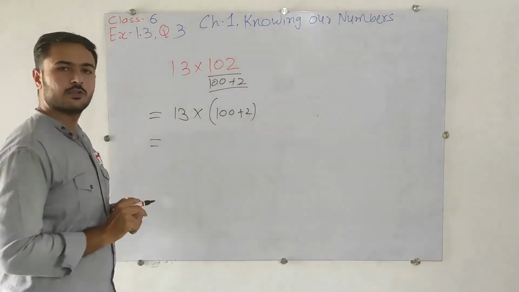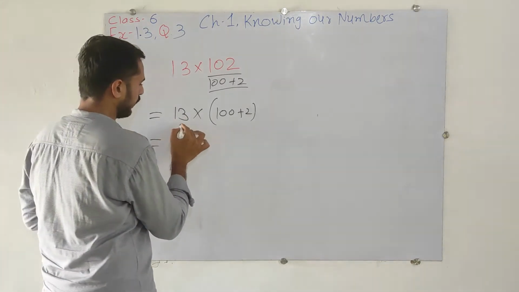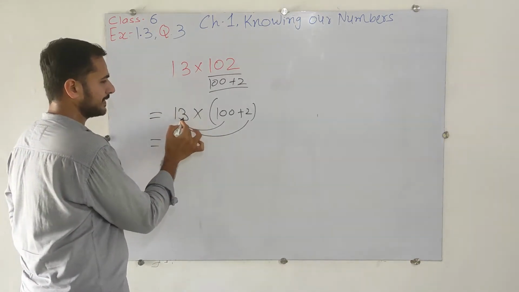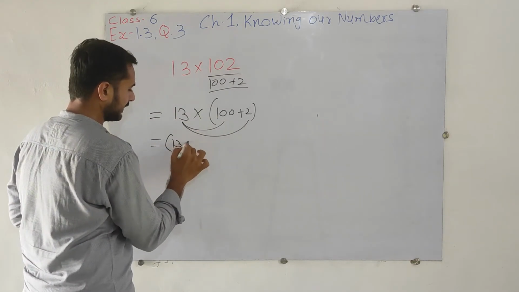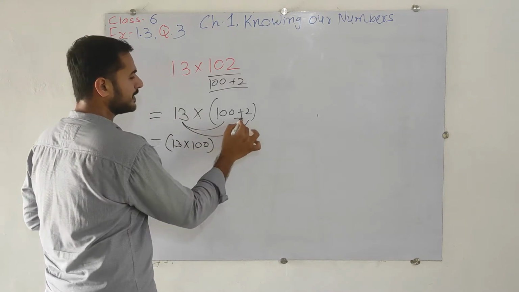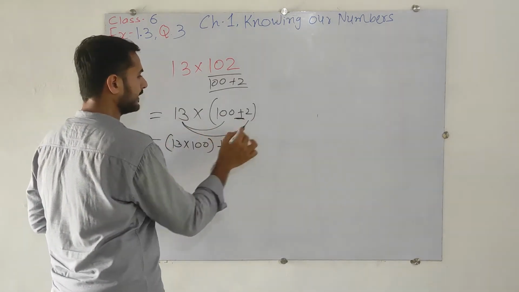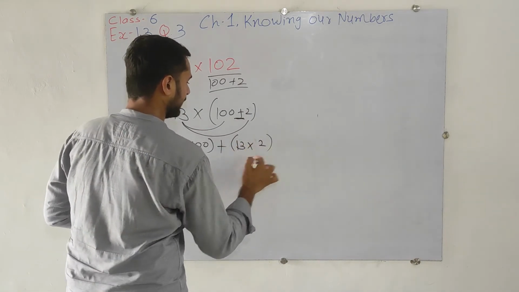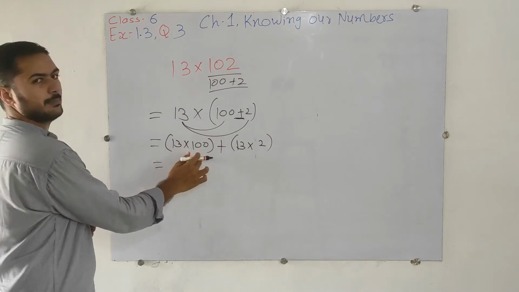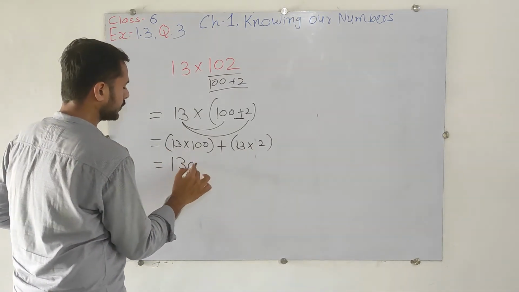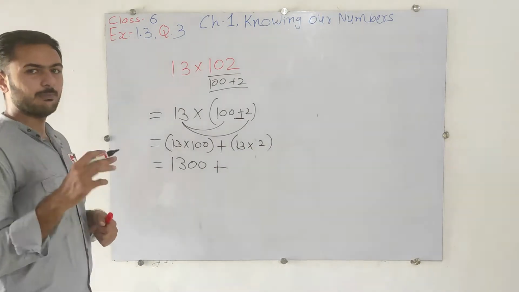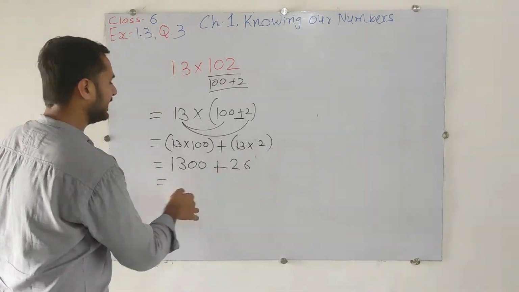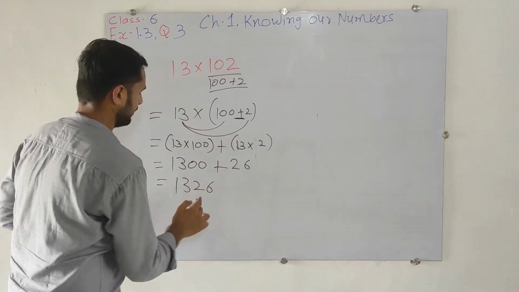As we have already done, first of all 13 will multiply to 100 as well as to 2, to both. But first of all, let's multiply 13 by 100. So do the bracket and 13 multiplied by 100. Now which sign is there? The addition sign. Put the addition sign, then 13 multiplied by 2 in the bracket. Now 13 multiplied by 100 is 1300, plus 13 multiplied by 2, that is 26. Now just add that, so the answer will be 1326.